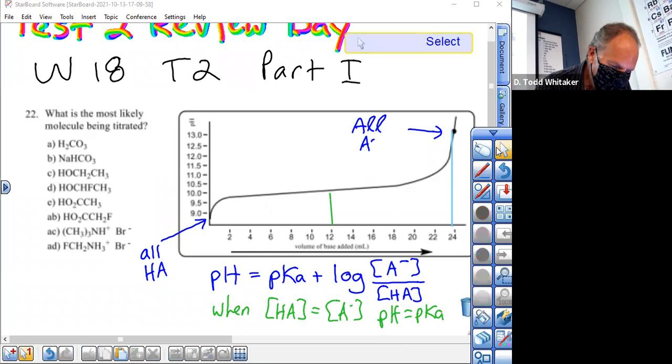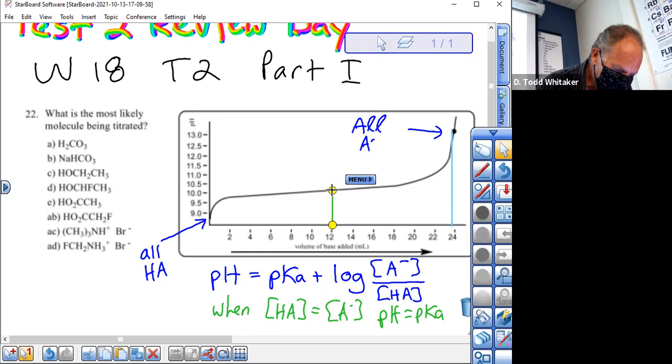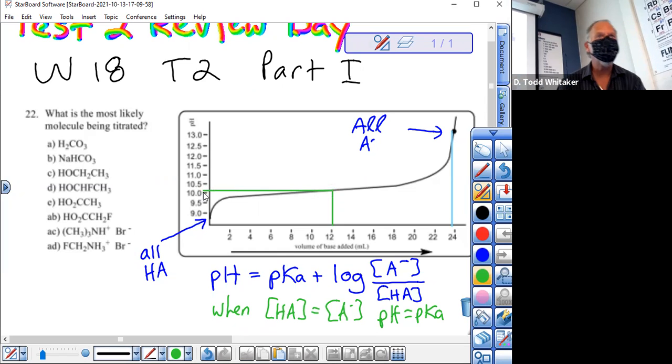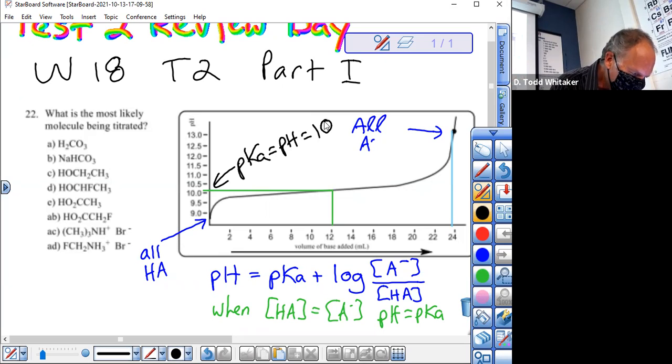If I drew a better line, then we'd be there. And now we're going to read what the pH equals at that point. Trying my best to draw straight. I was very lucky. So pKa equals pH equals 10, and we have the answer to our question. And I'm picking this one because that's the only acid here with a pKa of 10.